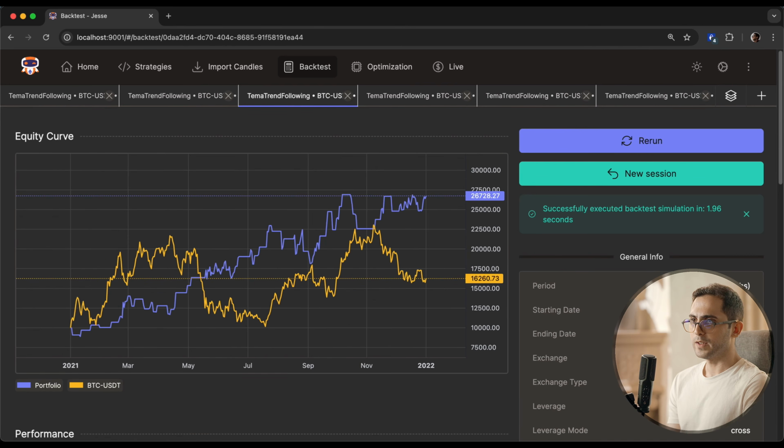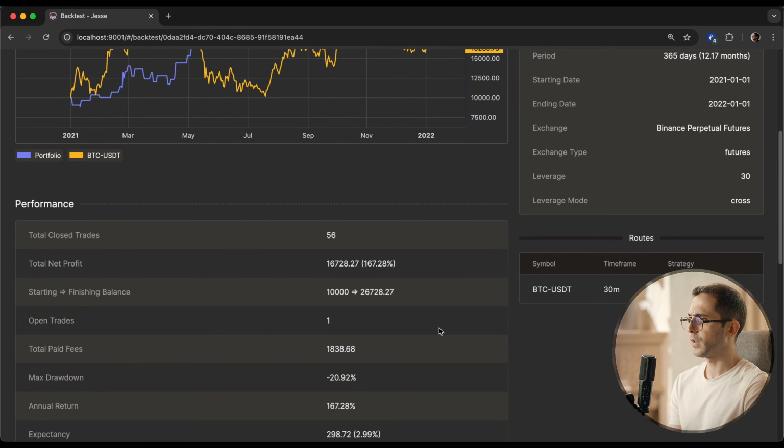All right, so this is for 2021. We are clearly beating the market. The drawdown is minus 20%, which is great. The P&L is 167%. We paid this much in fees. So that means if we started with $10,000, we would have ended with 26,700.